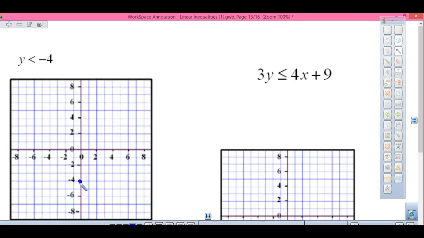Mike, why are you using your calculator? Nothing that we're doing right now has anything to do with a calculator.